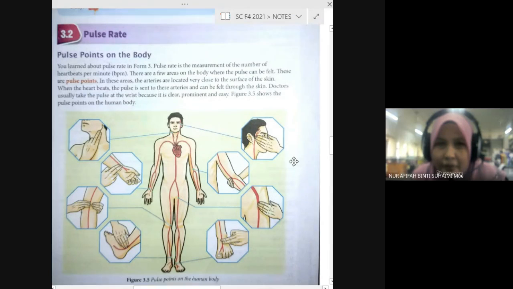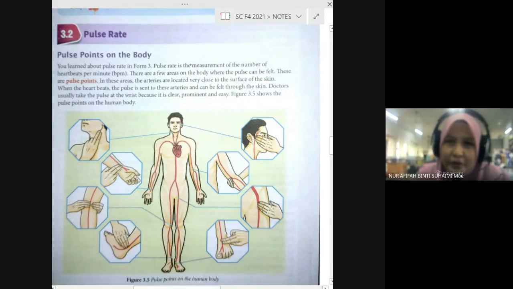Then 3.2, the pulse rate, which you have also learned about. What is pulse rate? Pulse rate is the measurement of the number of heartbeats per minute. There are a few areas on your body that we use to measure our heartbeat, which we call pulse points. These are the areas on your body where the pulse can be felt and measured.